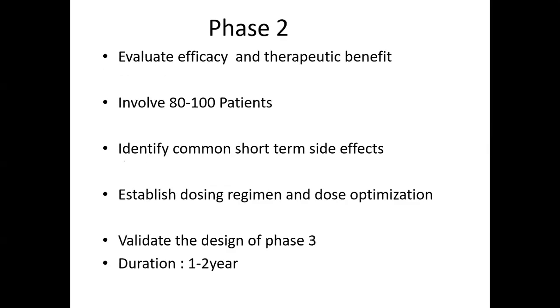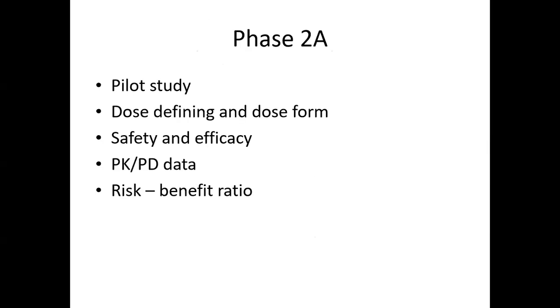Phase 2 of the clinical trial is for evaluating the efficacy and the therapeutic benefit. It involves patients, about 80 to 100 patients. This phase 2 identifies the common short-term side effects, and establishes the dosing regimen and dose optimization to validate the design of phase 3, because it has to be moved to phase 3. The duration of phase 2 is commonly 1 to 3 years, about 2 years.